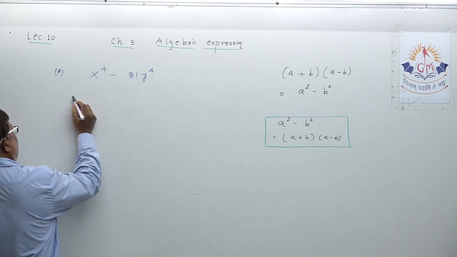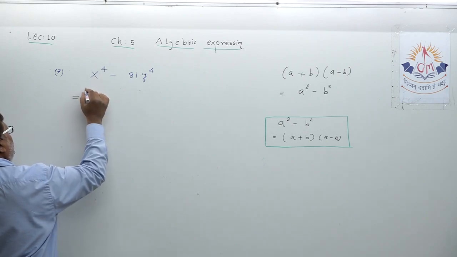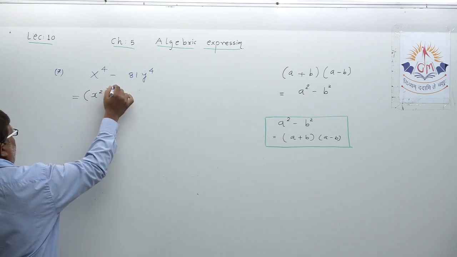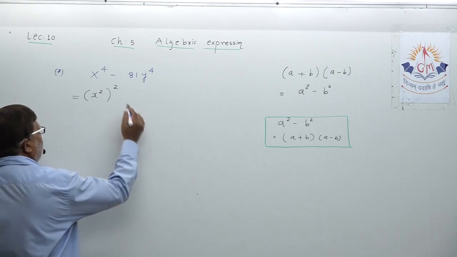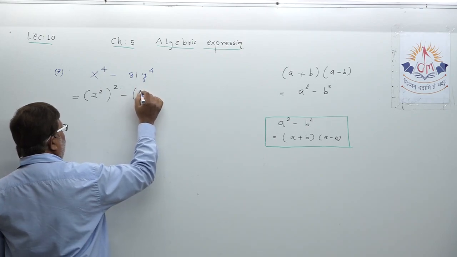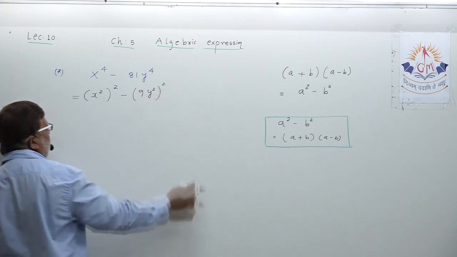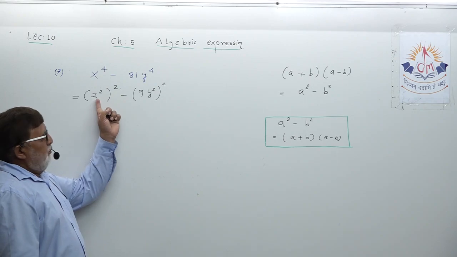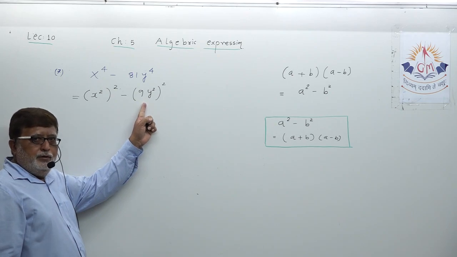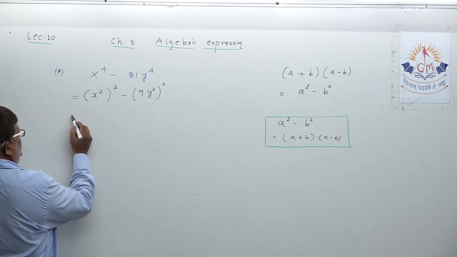Here, dear student, be conscious in taking out square root. What is the square root of x raised to 4? X square and raised to 2. Okay. What is the square root of 81 y raised to 4? 9 y square whole square. It is formatted. This is A. This is B. So as you know, A plus B, A minus B.